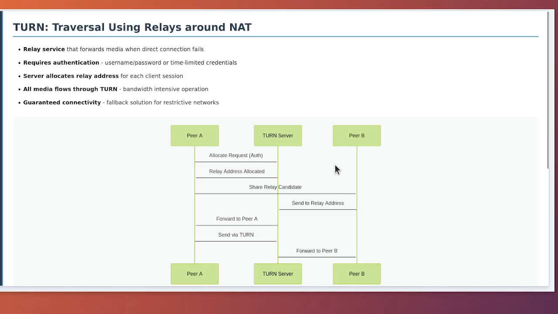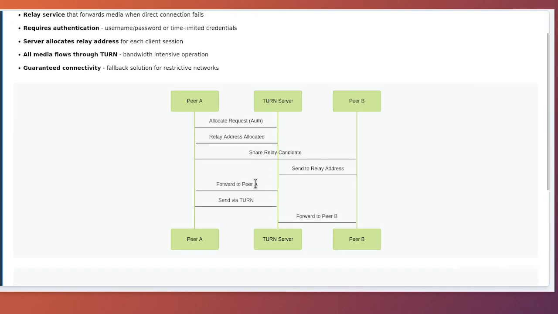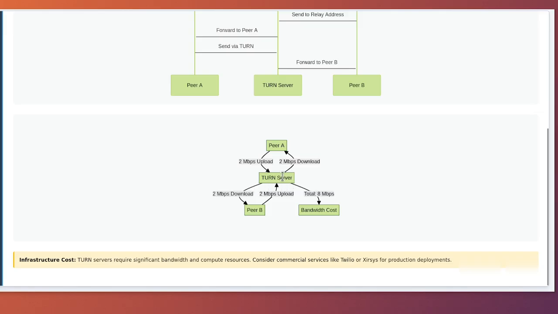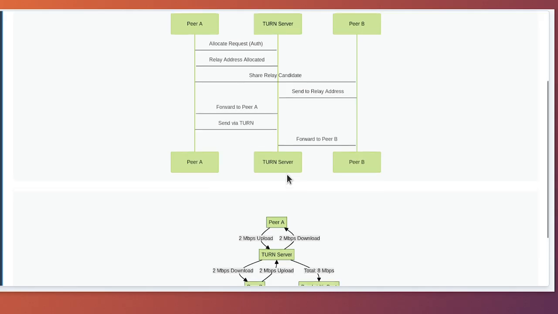The process begins when a peer requests an allocation from a TURN server. This is much more involved than a STUN request. The client authenticates with the server using credentials, typically a username and password, or time-limited credentials based on shared secrets. Once authenticated, the TURN server allocates a relay address for this client. This relay address is a port on the TURN server itself where this particular client can be reached. The server maintains state for this allocation, tracking which relay address belongs to which client.